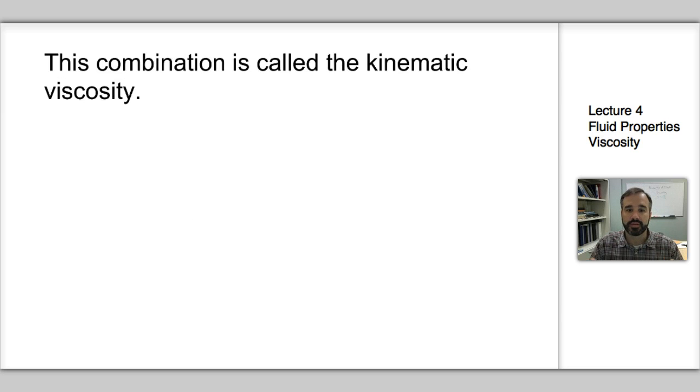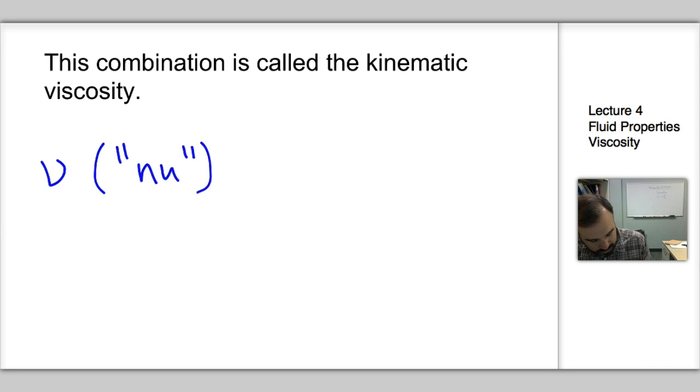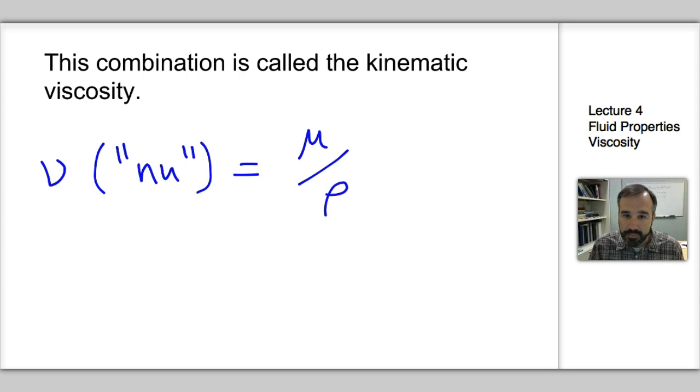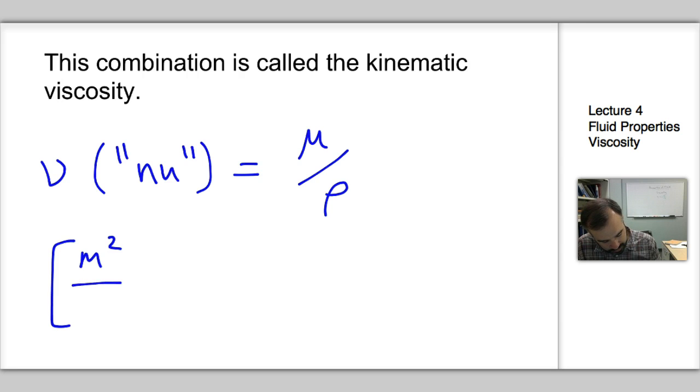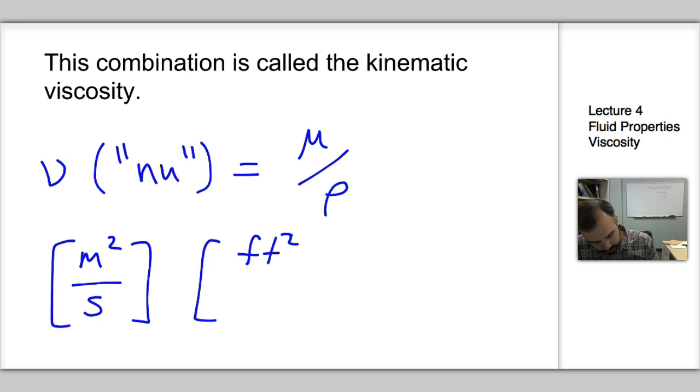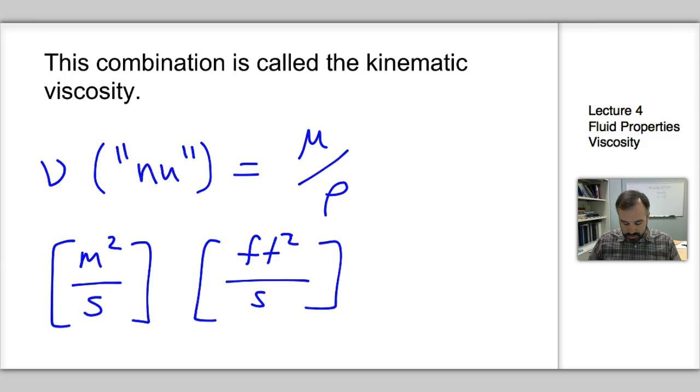And we call this combination the kinematic viscosity. And we give that the Greek symbol nu. So now we have nu, the kinematic viscosity, which is equal to mu over rho, the dynamic viscosity divided by the density. And the kinematic viscosity has units of meters squared per second in SI, or feet squared per second in English units. And you immediately see some analogies here.